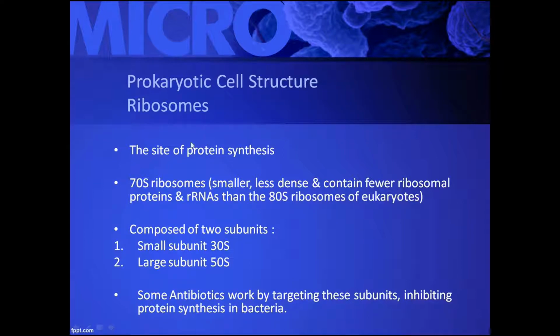The prokaryotic ribosomes are 70S in density, so they are smaller, less dense, and contain fewer ribosomal proteins and ribosomal RNAs than the 80S ribosomes of the eukaryotes. As in eukaryotes, the prokaryotic ribosomes are composed of two subunits, but these subunits are different. The small subunit is 30S and the large subunit is 50S. Some antibiotics work by targeting these subunits, inhibiting protein synthesis in the bacteria and paralyzing the bacteria.